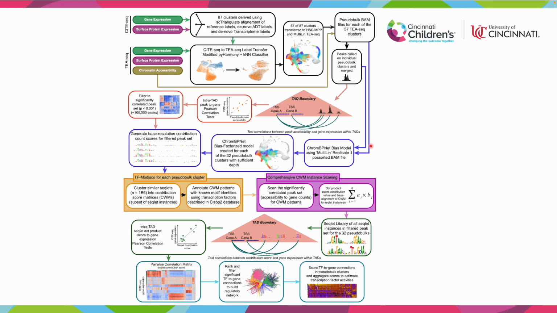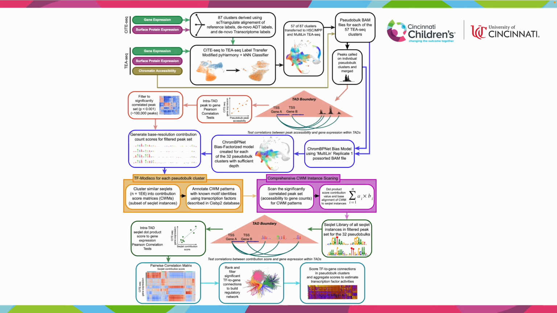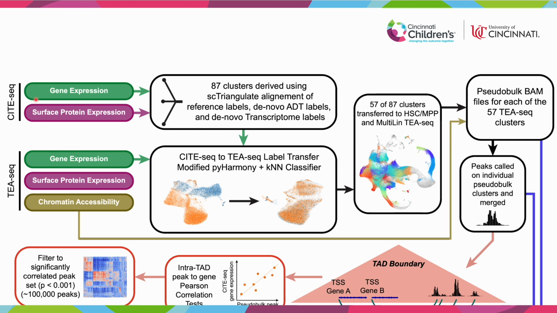Here is a high-level overview of the gene regulatory network analysis. To start with, we use the site-seq data gene expression and surface protein expression values to derive the 87 clusters using SC-triangulate to integrate reference labels, de novo ADT labels, and de novo transcriptome labels. From the T-seq, we take the gene expression and then map those cluster labels from the site-seq using a modified pi-harmony and KNN transfer method. Since we're only looking at the HSC MPP and multi-lin fractions, we recover only 57 of the most immature 87 clusters.